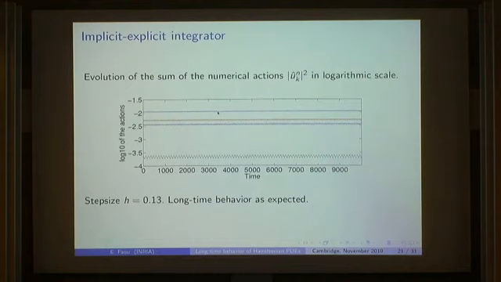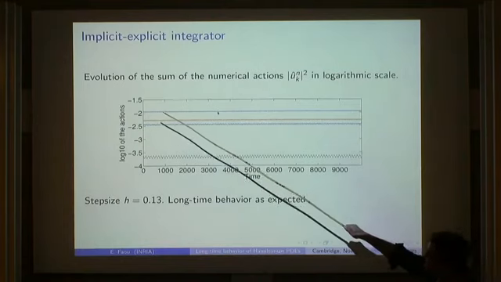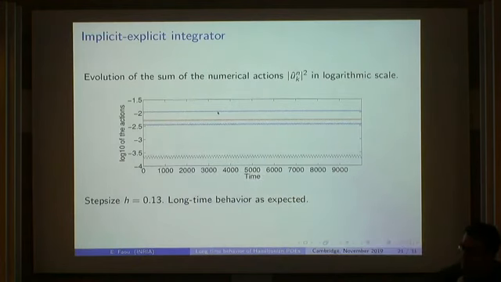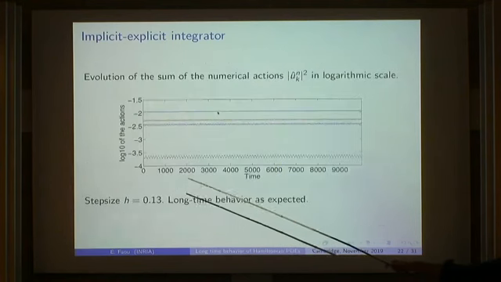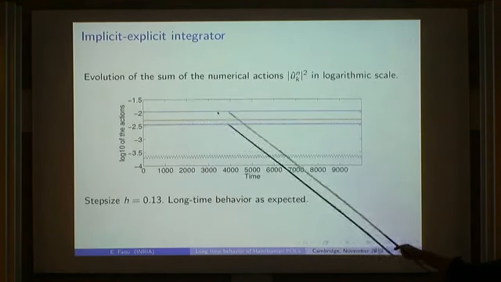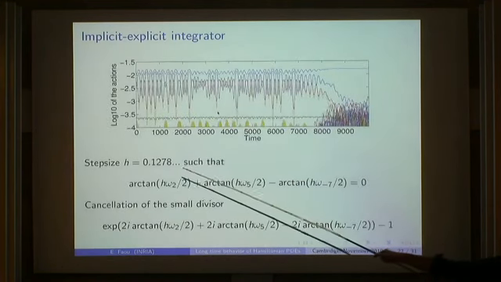Now I do not use such a huge number of grid points, but this is typically what you can observe for the exact solution. Everybody oscillates without any energy exchange. And now you use the implicit explicit integrator. Sorry, this is for the implicit explicit integrator, and this is for 0.13, and this is for 1.12.